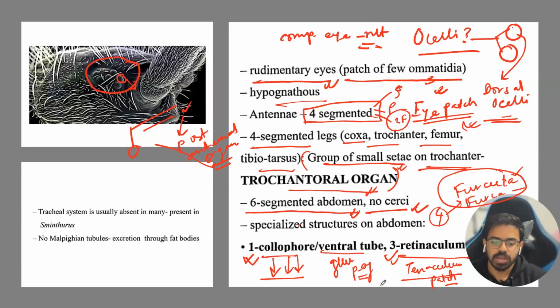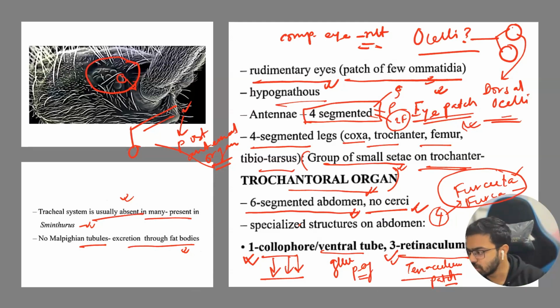Okay. Another thing, the tracheal system is usually absent in Collembola, but in many cases it is present, like Sminthurus. Sminthurus viridis, you know, is a pest of some forage crops, alfalfa and lucerne. Then Malpighian tubules are not there. Excretion occurs through the fat bodies. Okay, these are a few important pieces of information.